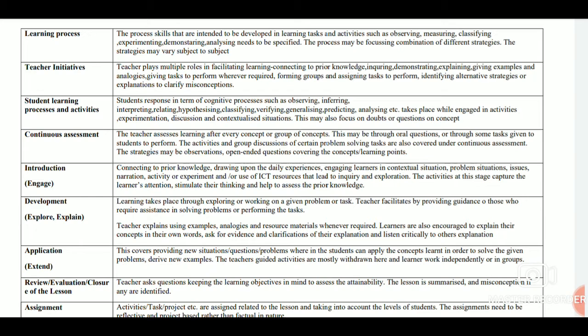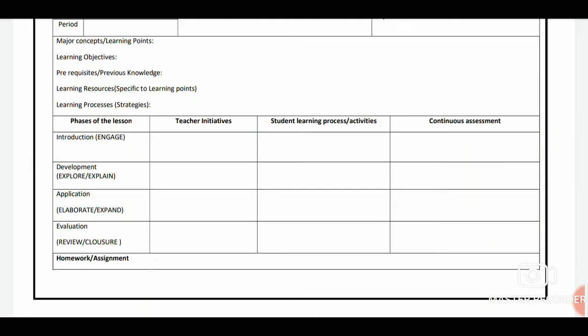Sometimes we can also write experimentation cum discussion method, activity cum discussion method. We can write like that. Now that we have completed all of the above terminologies, we move on to draw our table.